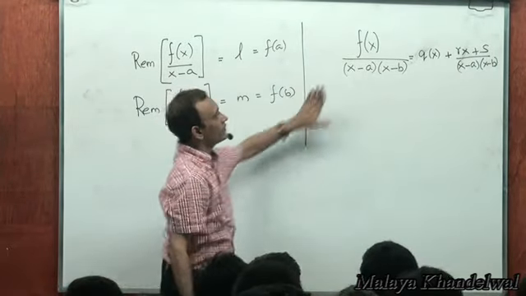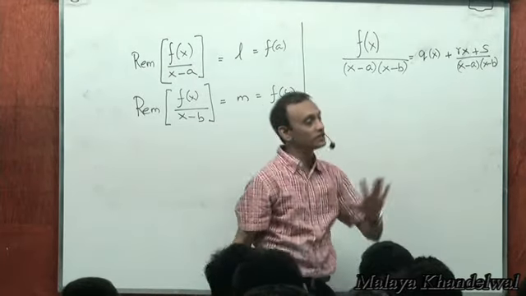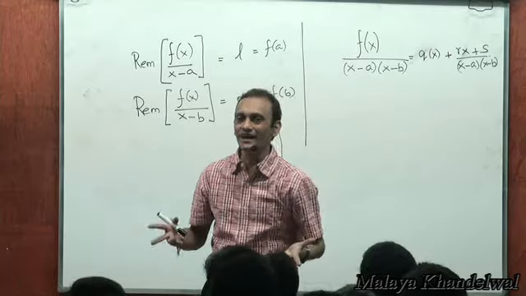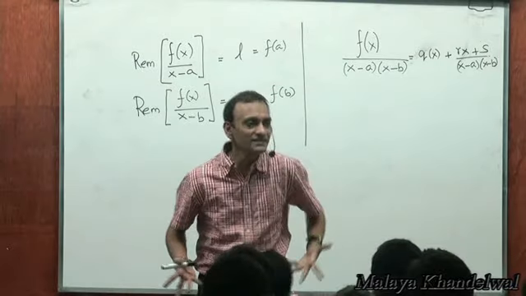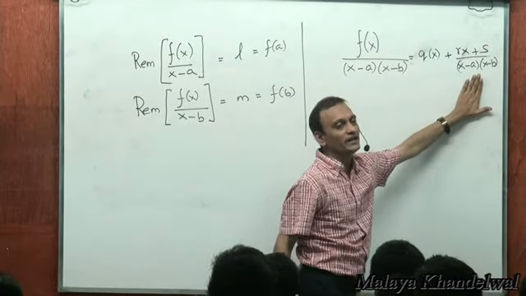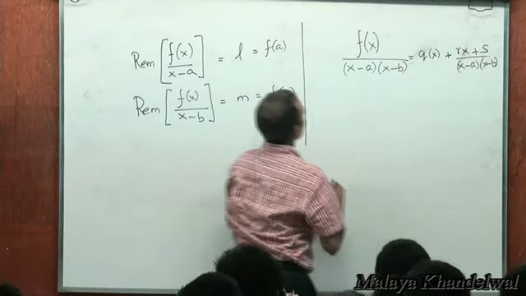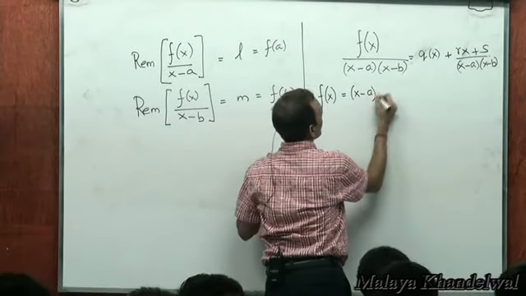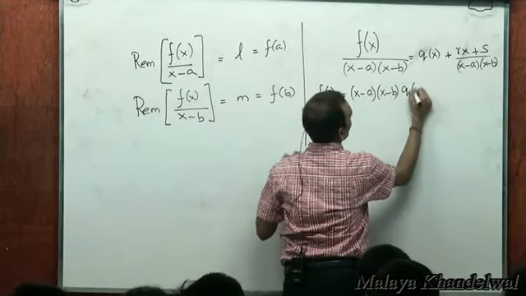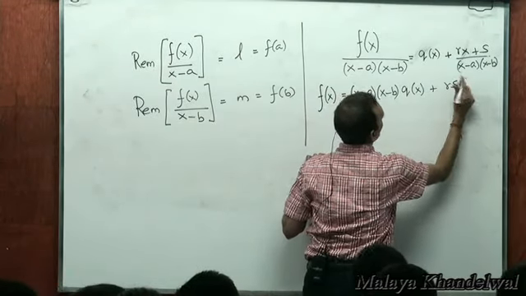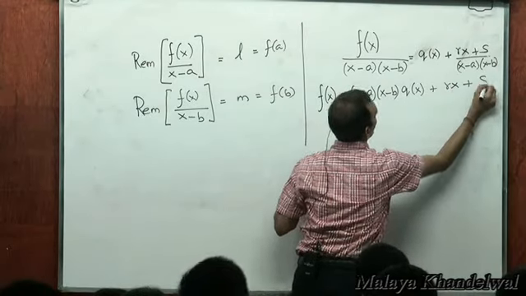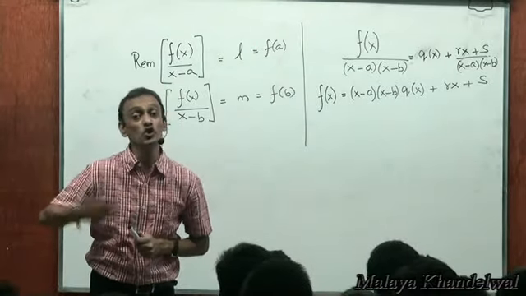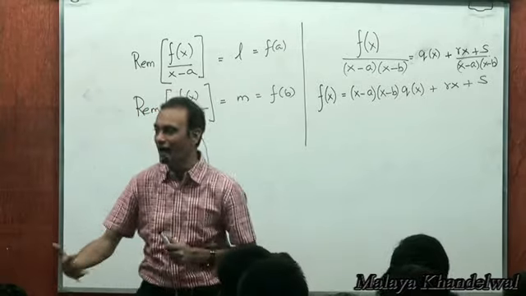Is this an equation or an identity? Identity. So now I am seeking r and s. Then I would know the remainder rx plus s. Multiply throughout by x minus a into x minus b. I want to find the values of r and s given f(a) equal to L and f(b) equal to m. In terms of L and m, I want to find r and s.